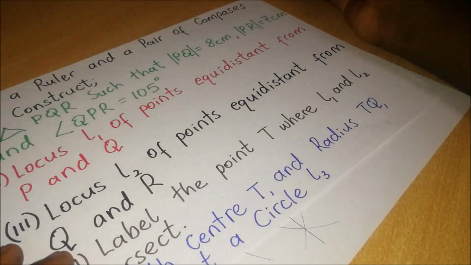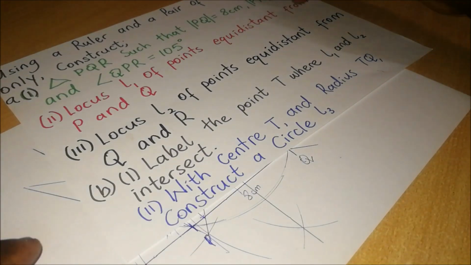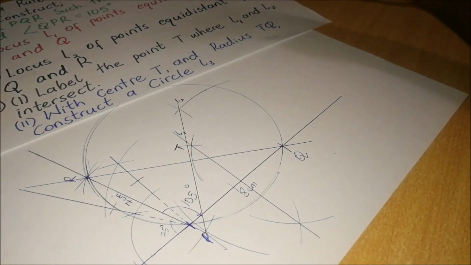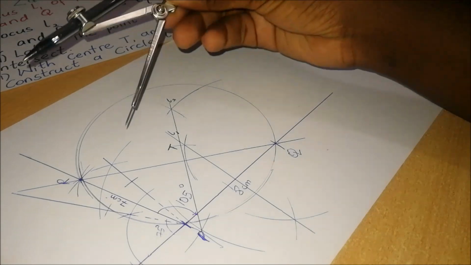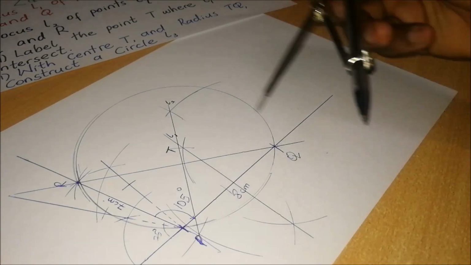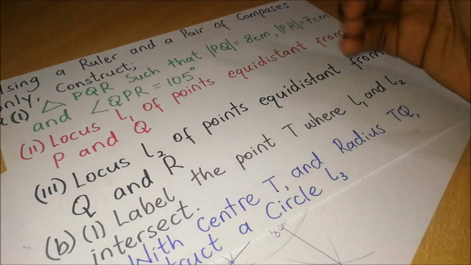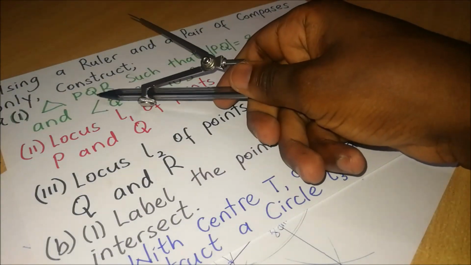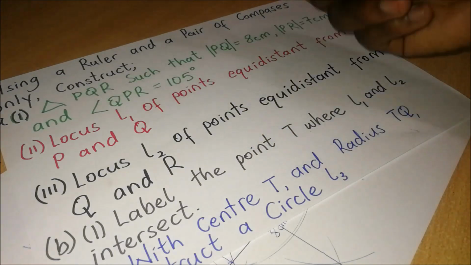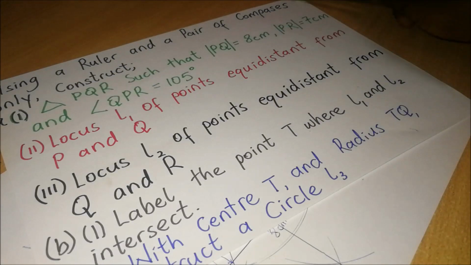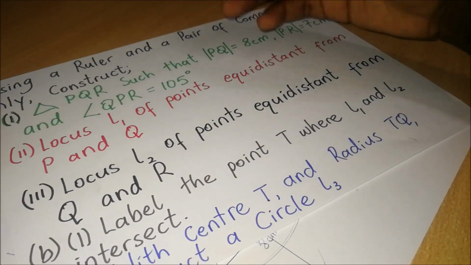In other words, when you look at these questions, right from Roman 1 up to the very last question, these are just step-by-step guides on how to circumscribe a circle. This circle is circumscribed on triangle PQR. So in other words, this question would be as easy as saying, draw a triangle PQR, and then they tell you to circumscribe a circle on this triangle PQR. Instead of giving you all these steps, these are steps on how to circumscribe a circle.